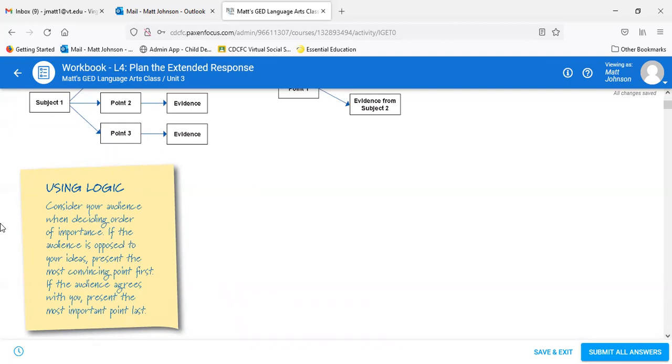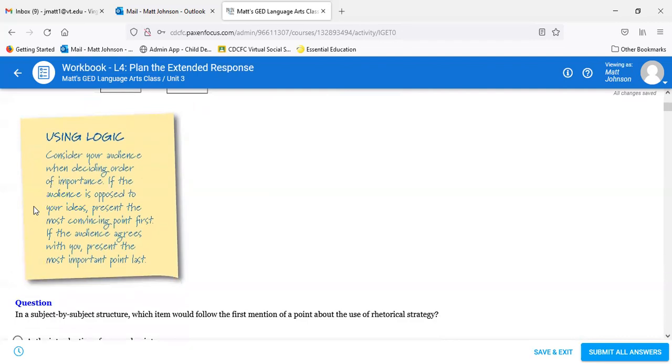But if you're writing above and beyond that, or for other courses or something like that, you may want to consider who your audience is and what you're discussing to go about it that way.